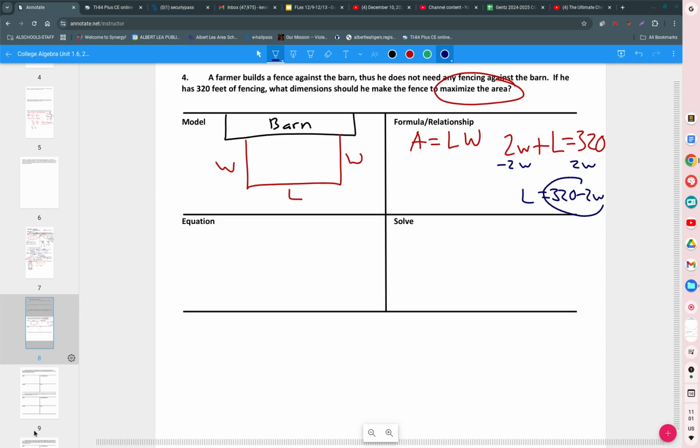I can now take what L is and I drop it right there. So the area in terms of W is, I have 320 minus 2W, and I multiply that by W.